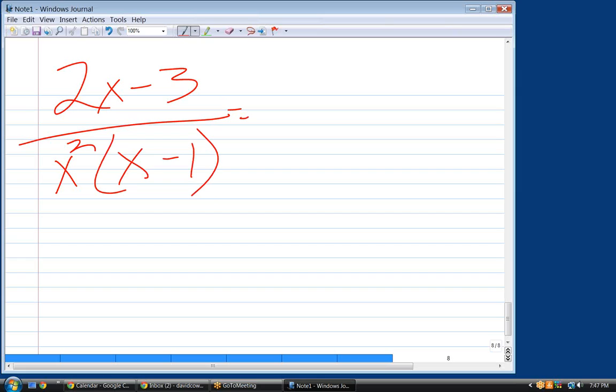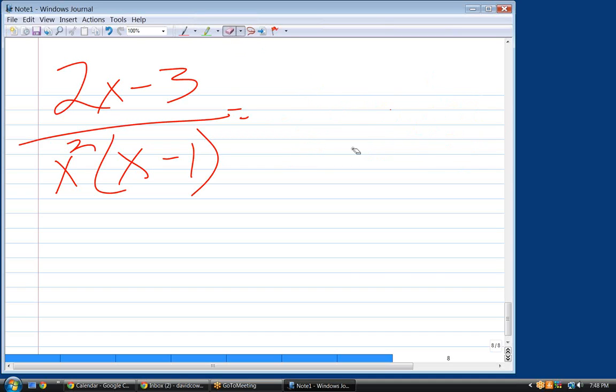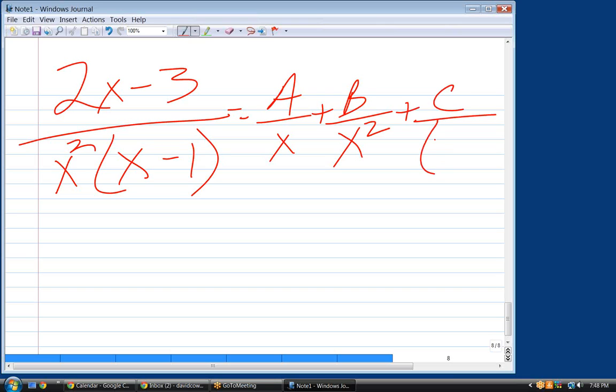This is not the first one to do. This is so hard. It's hard to explain, for one thing. This is not a over x squared plus b over x minus 1. And the reason it isn't, because you have to allow for both an x and an x squared. So what it really is a over x plus b over x squared. In other words, I have to allow for both an x and an x squared, plus c over x minus 1.